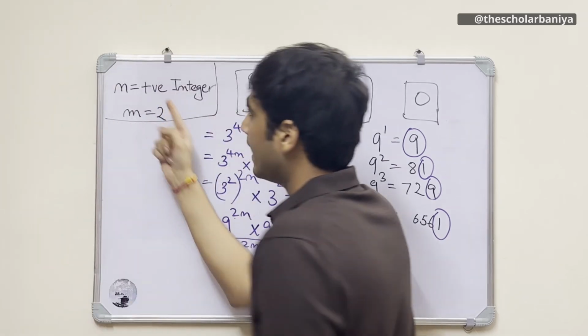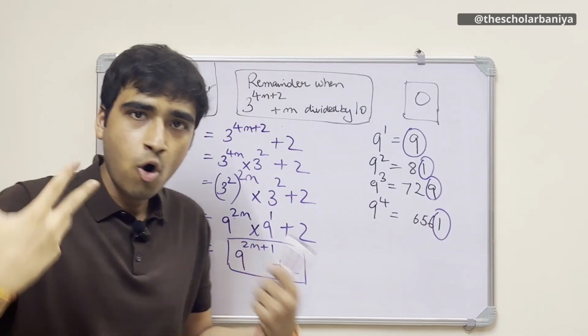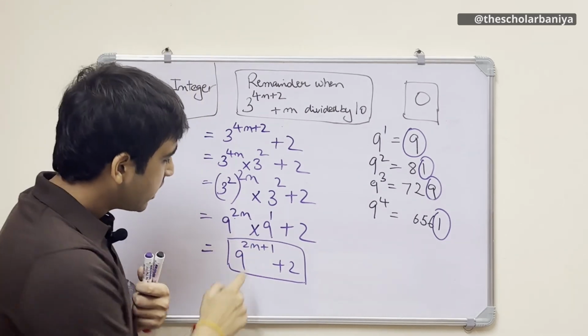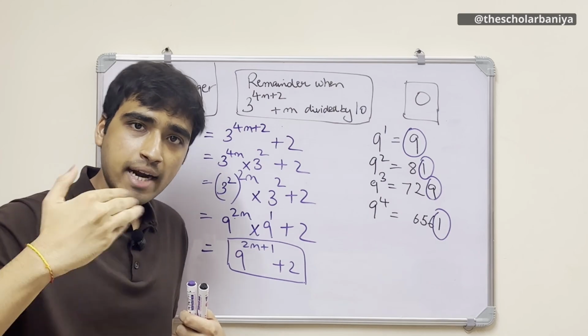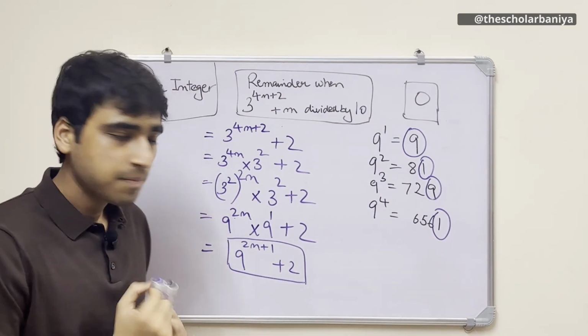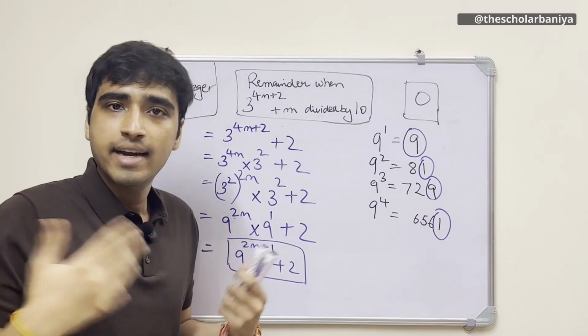Because we know n is any positive integer, so n can either be odd or even or whatever. So irrespective of what n is, if you multiply 2 into n, that is even, because if you multiply 2 by something, that will always be even. So 2n is always even. And if you add 1 to some even number, it becomes odd, right?